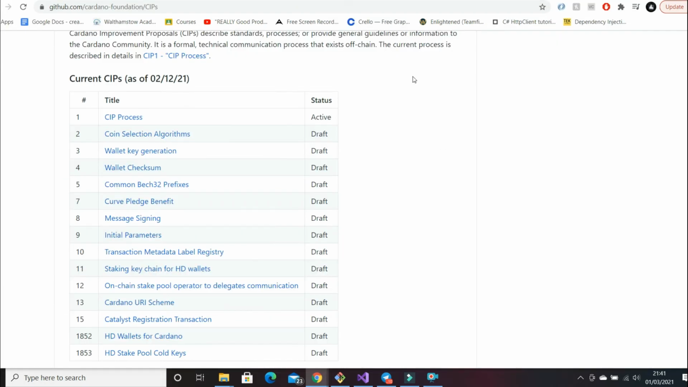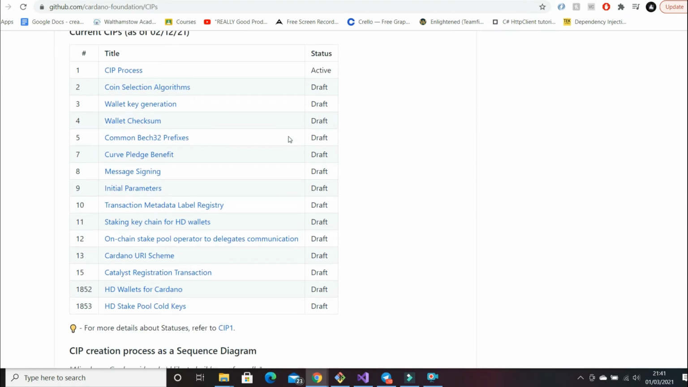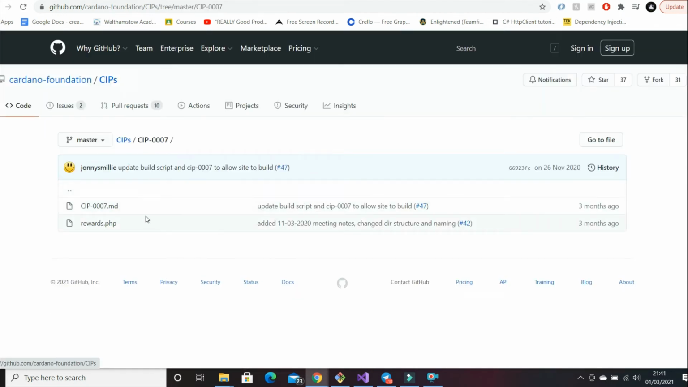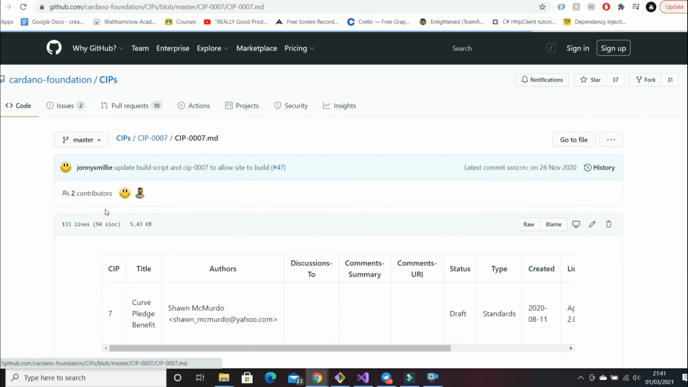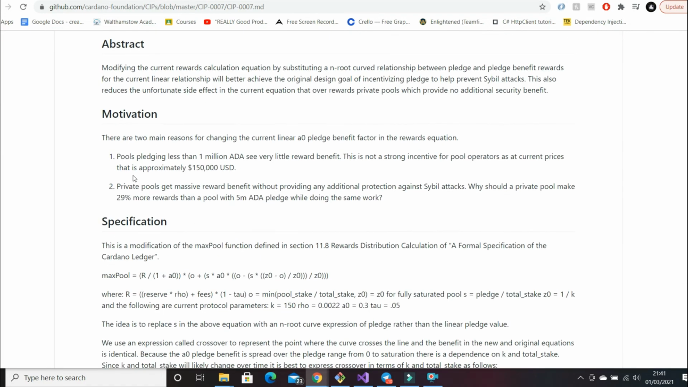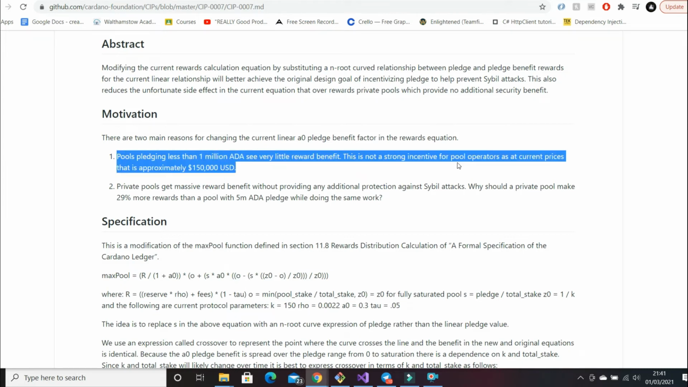Now, if we go back to here, there was a change to the benefits or the reward system for staking. If we go to documentation here, essentially currently pools pledging less than 1 million Cardano see very little reward benefit. This is not a strong incentive for pool operators. At current prices, that is approximately 150,000 USD. Now as the price of Cardano goes up, which is what we've been seeing, it becomes harder to collectively accumulate 1 million Cardano in a pool, especially if there aren't that many people.